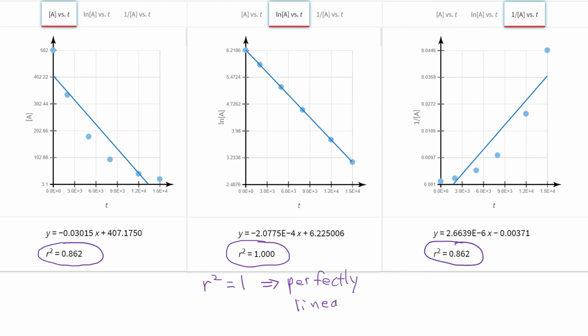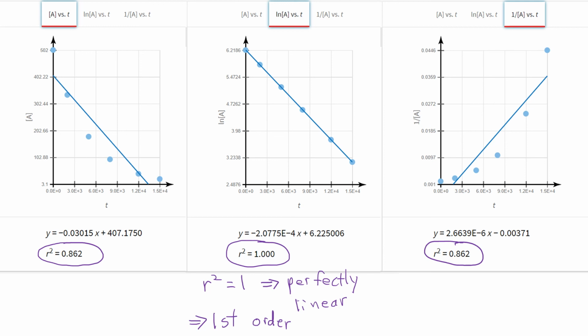All right, so that tells us that this natural log plot is our most linear one. If the natural log plot is the most linear one, then it's going to be a first order reaction. Now, if instead the concentration plot, which is the one on the left, had been most linear, then it would be 0 order. And if instead the reciprocal plot, or the one on the right, had been most linear, then it would be a second order. But the scenario we have here is that it is a first order reaction.